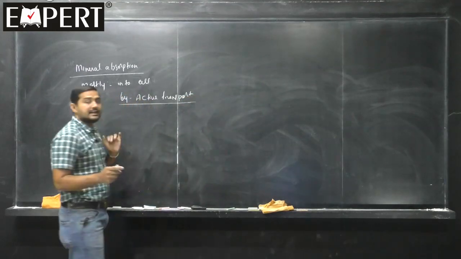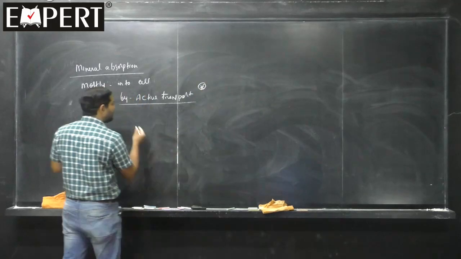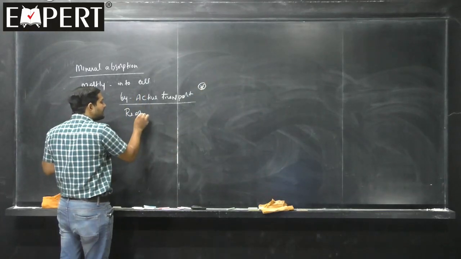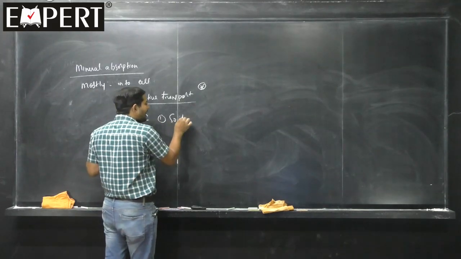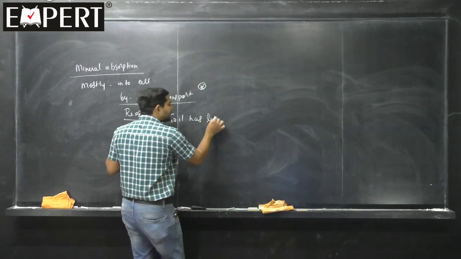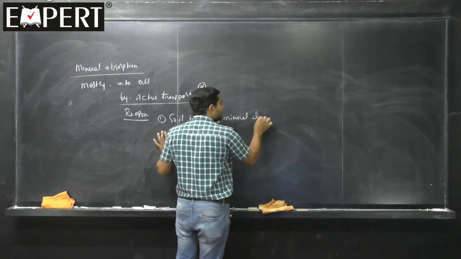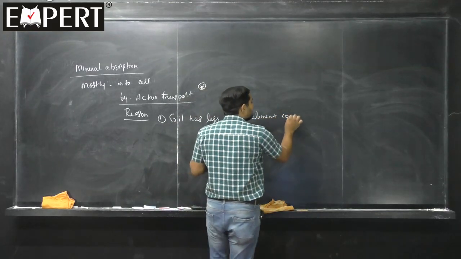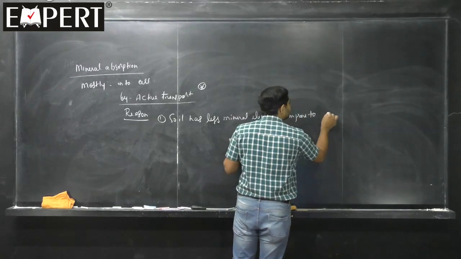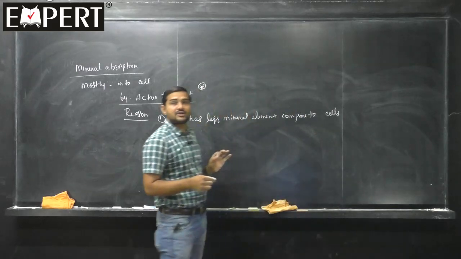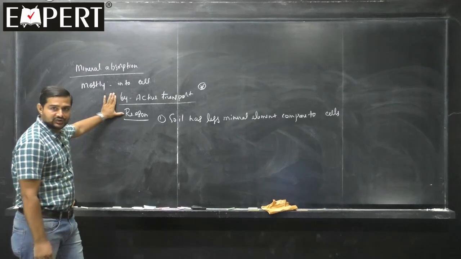Mineral absorption into the cell occurs by active transport only. That is very important. What is the reason for it? One reason is soil has less mineral element compared to cells. Compared to cell tissue, soil has less mineral element. That is the reason it's active transport.